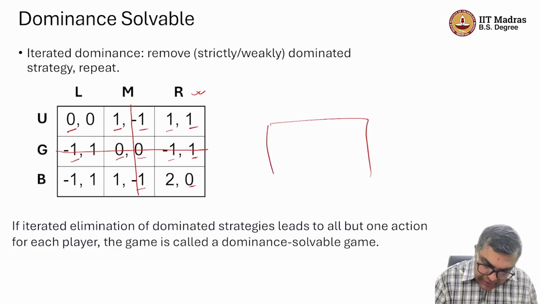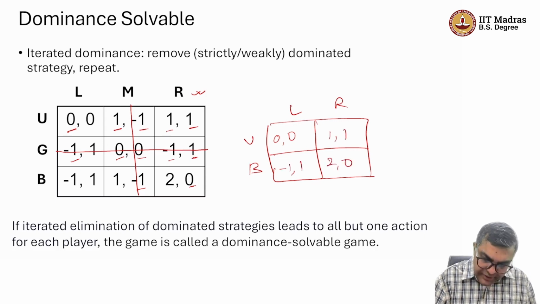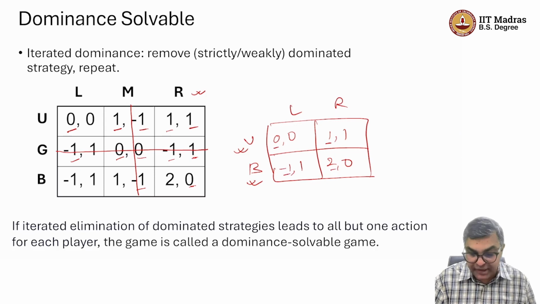So you are left with a smaller game. You have U, B, L, R. Here it is 0, 0, 1, 1, -1, 1, 2, 0. Does U dominate B? It doesn't, because 0 is greater than -1, but 1 is less than 2. So U doesn't, and similarly, B doesn't dominate U. How about R and L?